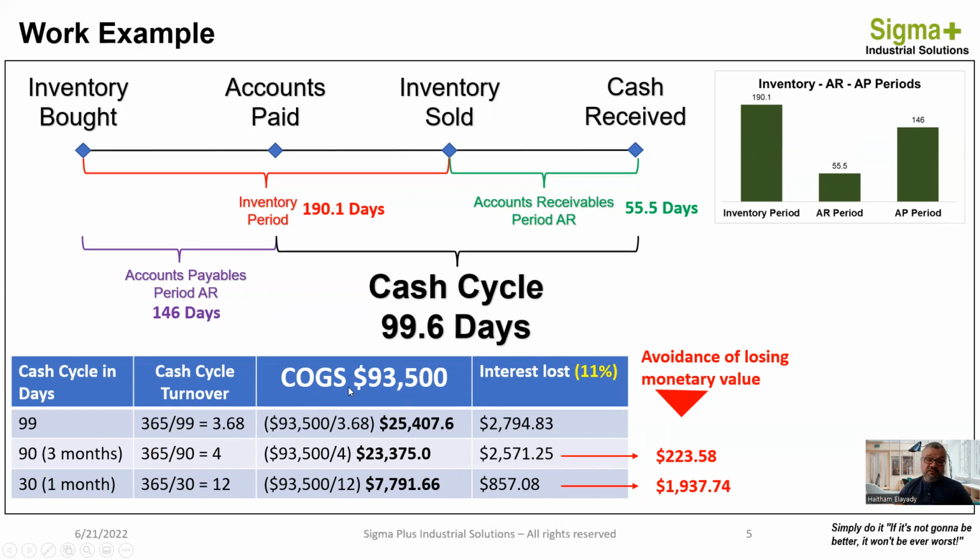It means that if my cost of goods sold was 93,500, then I have operated an annual investment of $93,500, right? But in that scenario, I have a turnover of 3.6. So that means that I've been operating a monetary value of approximately $25,400 each 3 to 4 months.